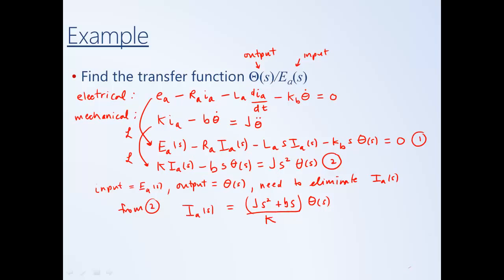So that gives me an expression for IA of S, which I can then substitute into the other equation, equation 1. So these two terms have an IA of S. I can factor that out and sub this in. Going to the next slide, I'll complete the work.